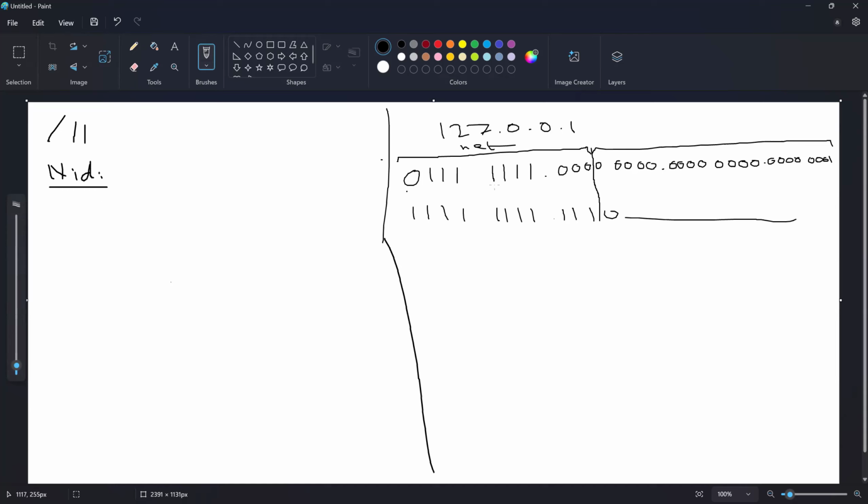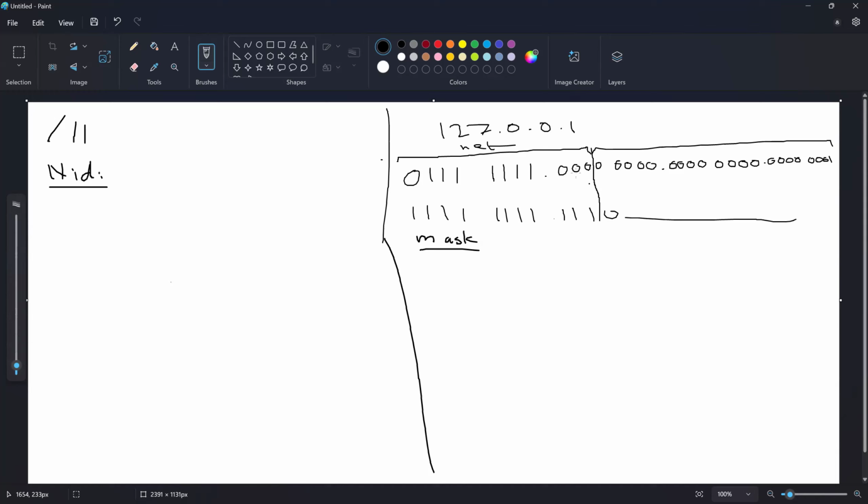Network ID is just we change all the octets in the host part to 0. It's the opposite for the host ID, right? For the host ID, we turn all of them to ones, but here it's zeros. I think you mean the broadcast ID, right? Yeah.